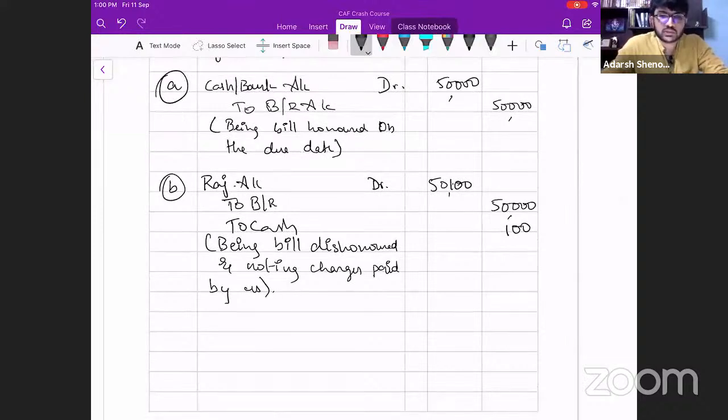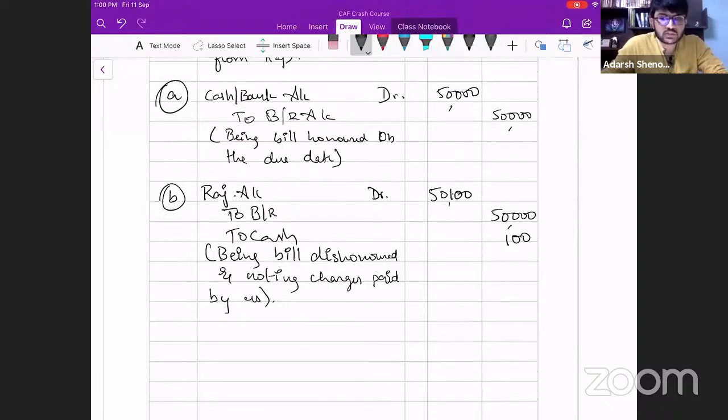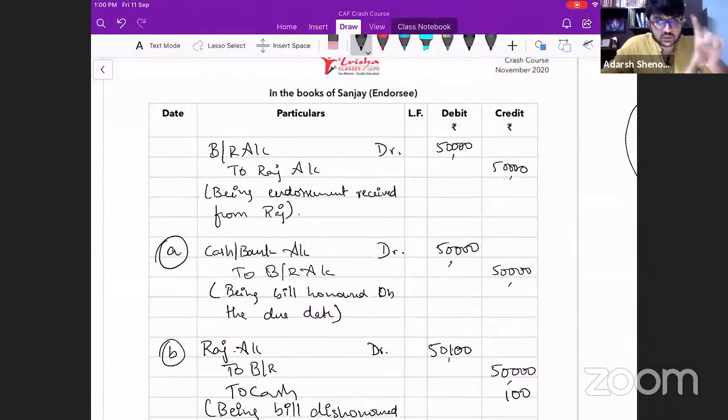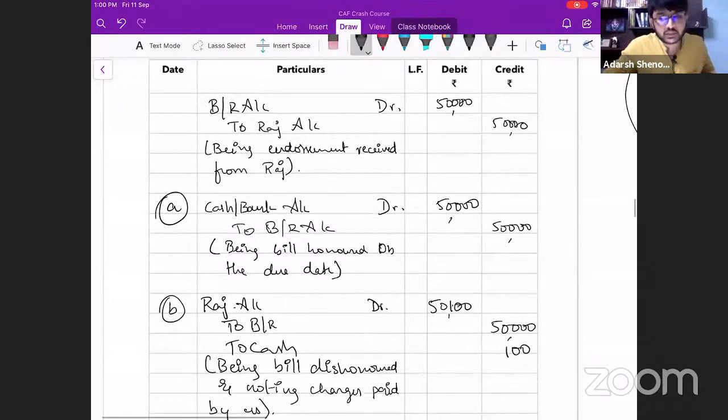It's okay, Shashank, you can write. In Sanjay's books, we have to credit cash. So we have credited cash because the bill is with the endorsee. It is with Sanjay. We have endorsed it to him. We have given it to him. So the physical possession of the bill is with him. So he's the one who's paying the notary public. So that is why in his books we have credited cash.